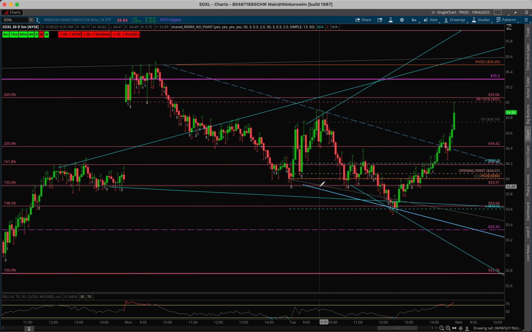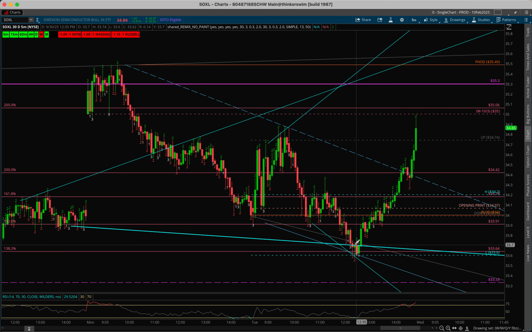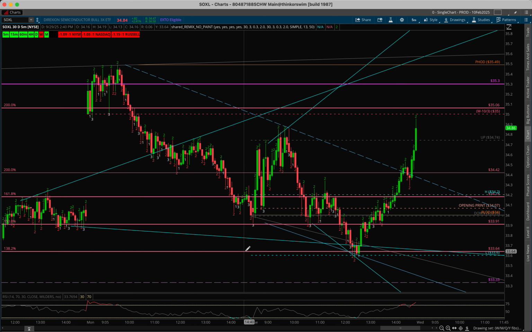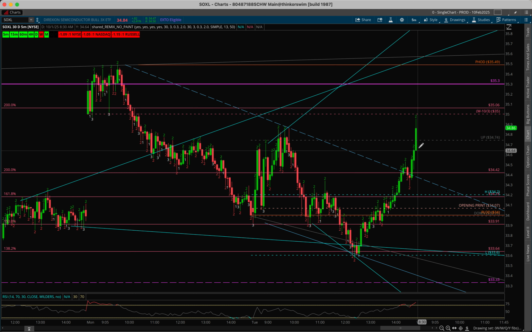We didn't quite make it to it, so you can see here we actually made it to that 15-minute broadening. It also lines up with this 138.2 fib extension of the September 17th gap and go. So you can see again the broadening formation lining up with a point of inflection from a horizontal level perspective, and we got the bounce from there, right?